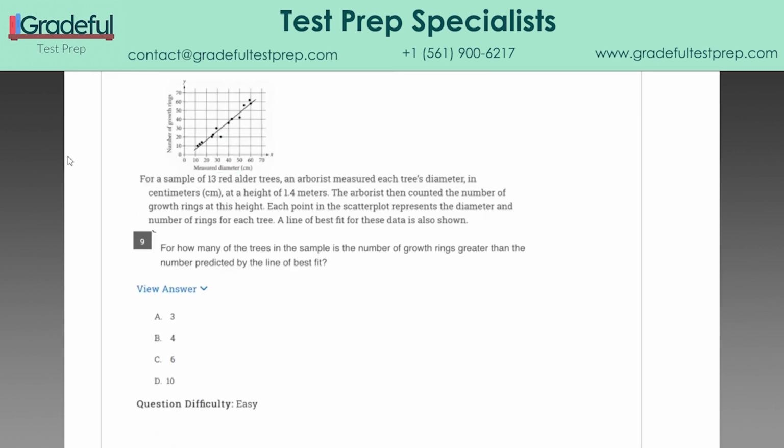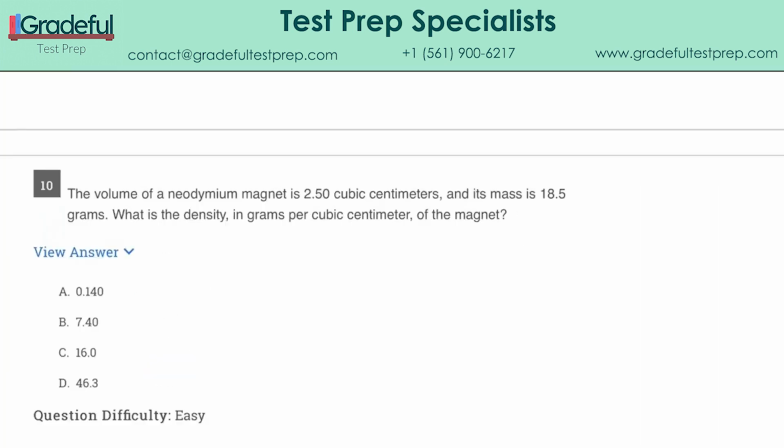Now we're on number 9. For how many of the trees in the sample is the number of growth rings greater than the number predicted by the line of best fit? So we're being asked about the number of times that the actual values, the points, are above the line. So how many points are above the line? Let's count them. 1, 2, 3, 4, 5, 6, and I count 2 that seem to be right on the line. But 8 is not an option, so we know 6 is the right answer, and that's C for number 9.